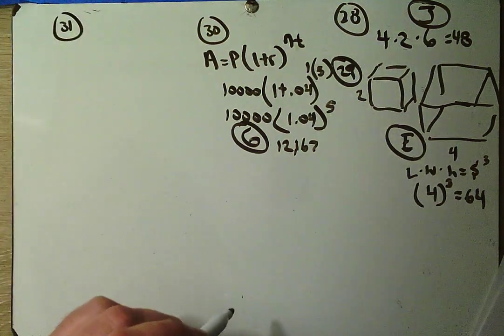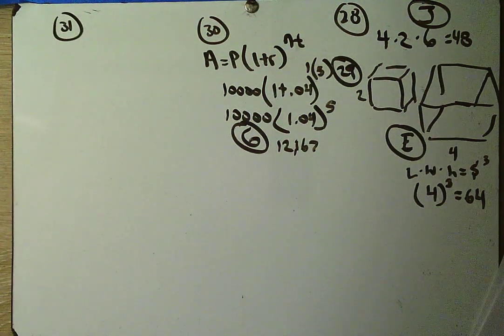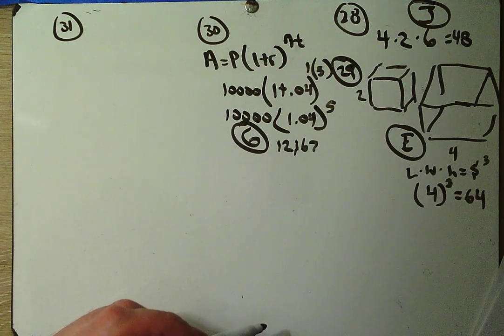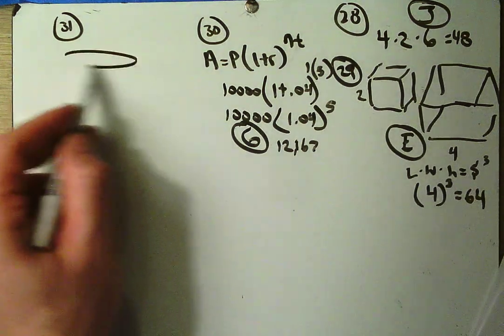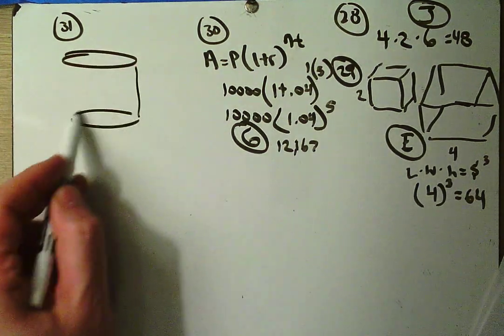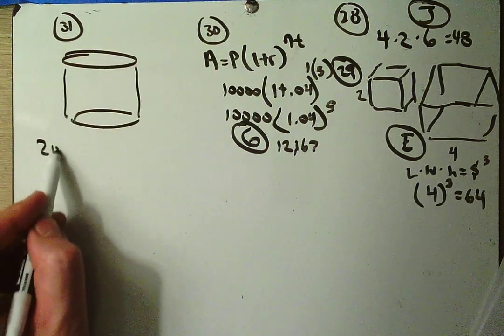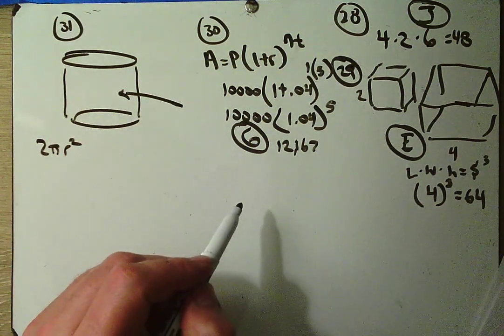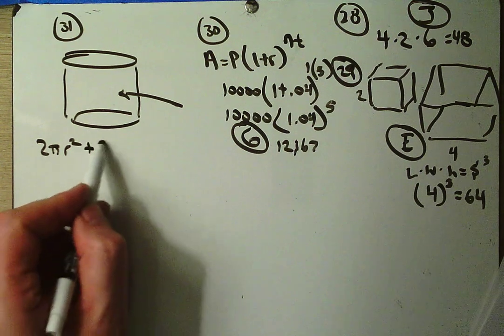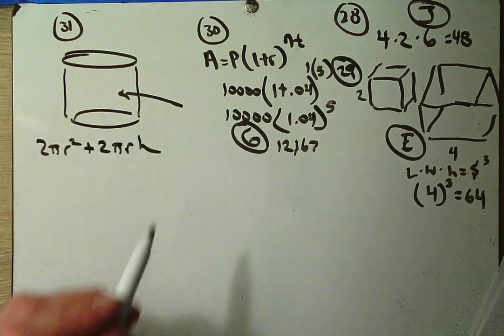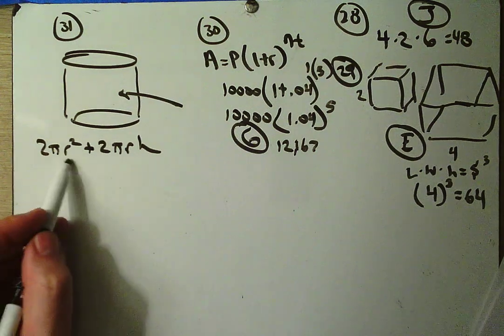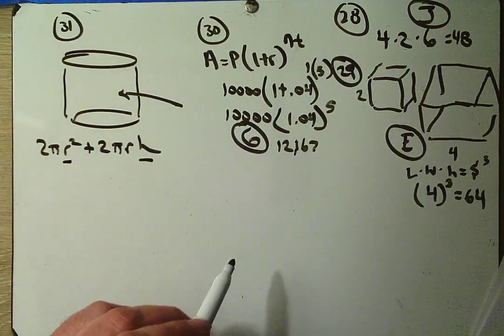31. A right circular cylinder is shown in the figure below, with dimensions given in centimeters. What is the total surface area? Well, remember the cylinder is made up of these two circles, so 2 pi r squared. It's also made up of this lateral area, which is that 2 pi r h that they tell me about. So I need to figure out the radius and the height of the cylinder.